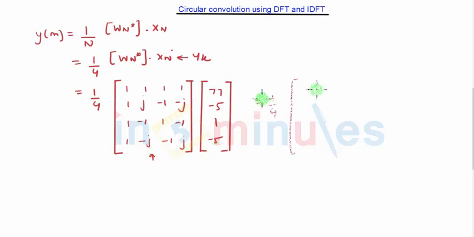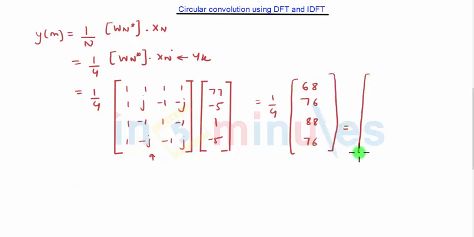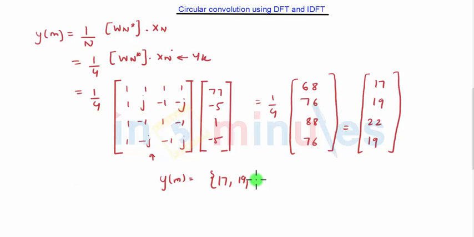So finally after multiplication, the final result is 68, 76, 88 and 76. All these coefficients divided by 4 will become 17, 19, 22 and 19. So the final result, that is y of n, is equivalent to 17, 19, 22, 19. Thank you.